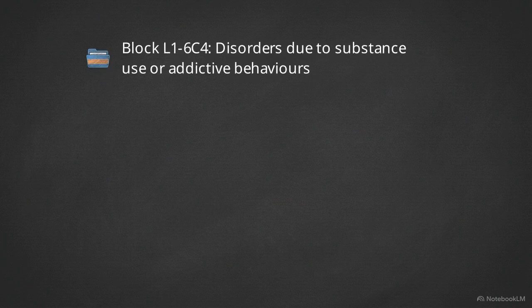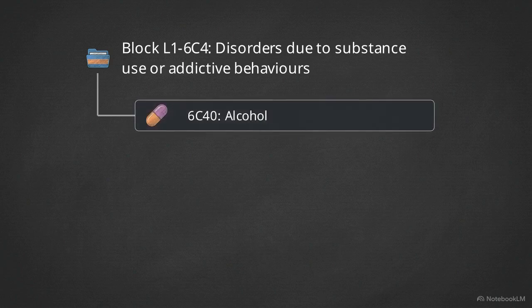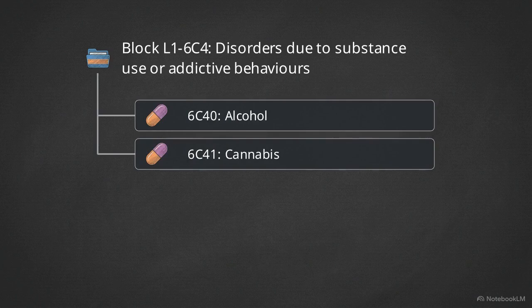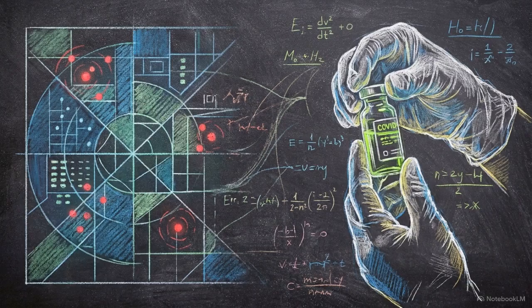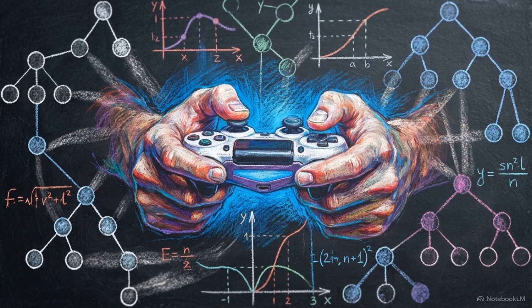The second etiological vector captures conditions forced upon the brain by external factors. Navigating away from primary psychoses, we open block L16C4 for exogenous conditions. Alongside traditional chemical dependencies like alcohol, code 6C40, and cannabis, 6C41, the taxonomy now features a separated entry for synthetic cannabinoids under 6C42. Distinguishing synthetic agents from standard cannabis ensures precision in epidemiological data tracking and dictates highly specific treatment protocols for clinicians.